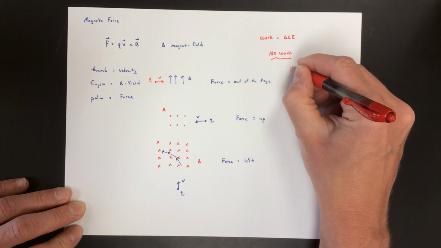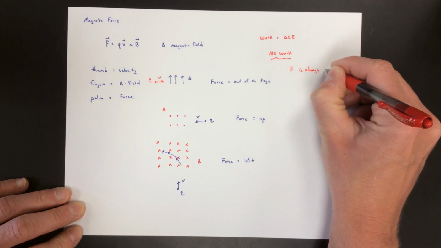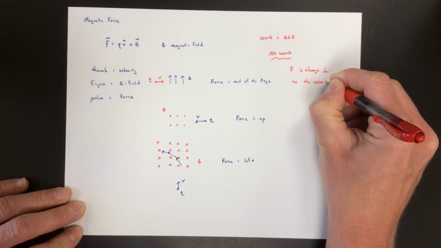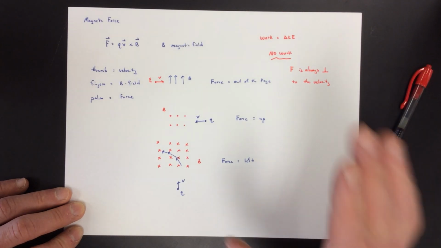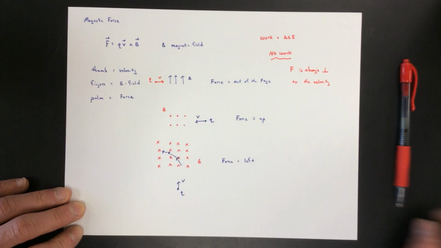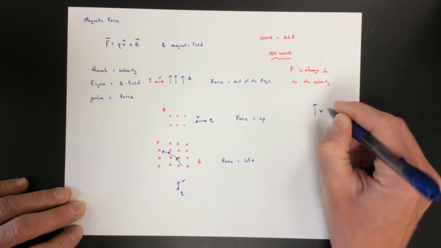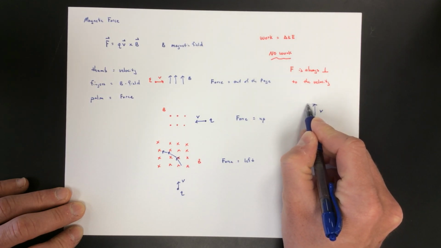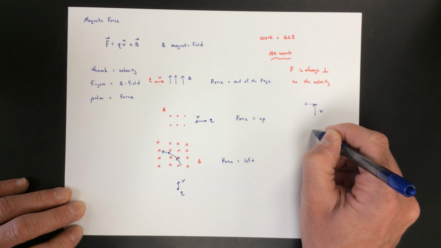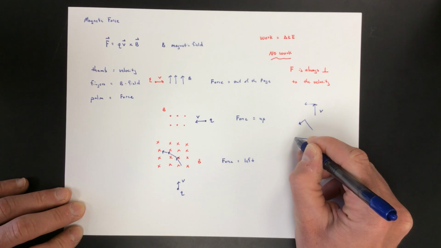Because the force is always perpendicular to the velocity. Okay, just think about the right-hand rule. The magnetic force is always perpendicular to the velocity. It's also always perpendicular to the B field, but it's perpendicular to the velocity such that if velocity is this way, the force is going to be this way, and then the velocity is going to be a different way. So you've bent the velocity this way, but now the force is this way, and then the velocity is this way, and then the force is that way.